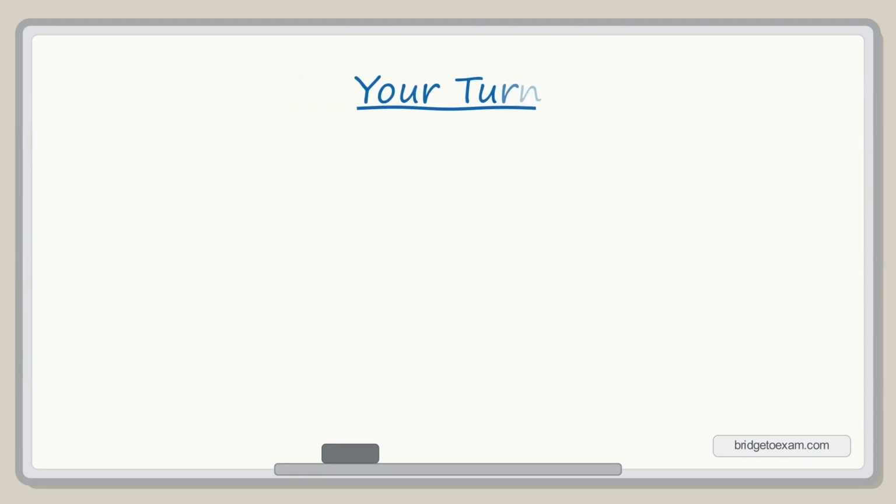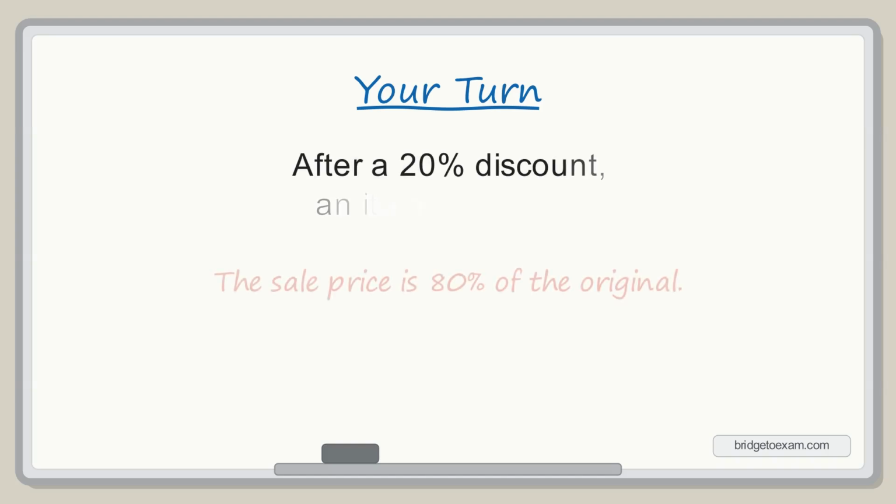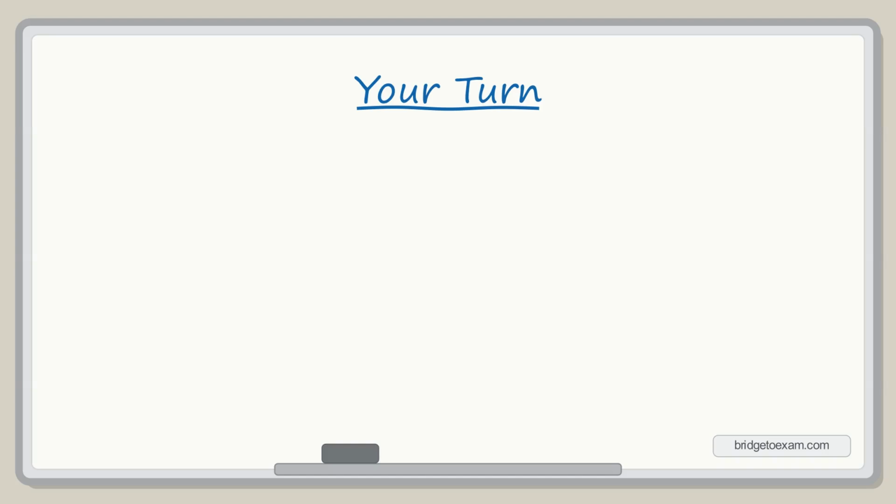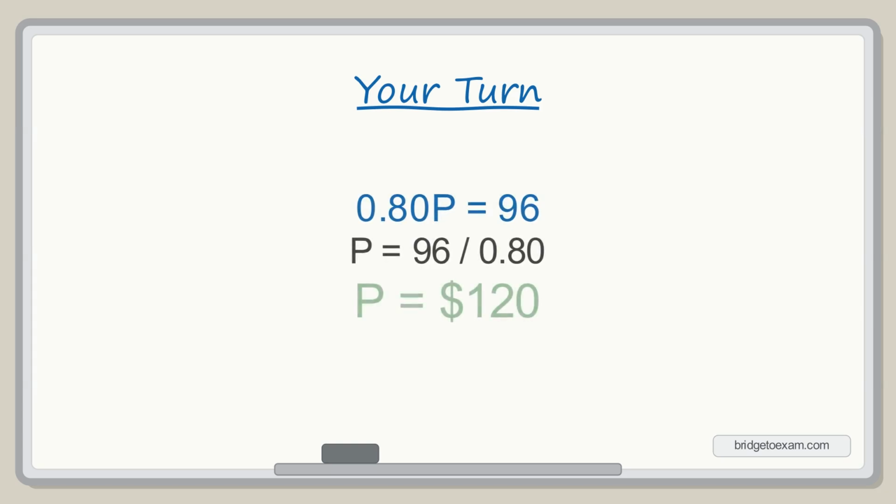Your turn. After a 20% discount, an item costs $96. What was the original price? Pause and write the final price as 80% of the original. A 20% discount leaves 80% of the original price, so 0.8p equals 96. Divide 96 by 0.8, and the original price is $120.